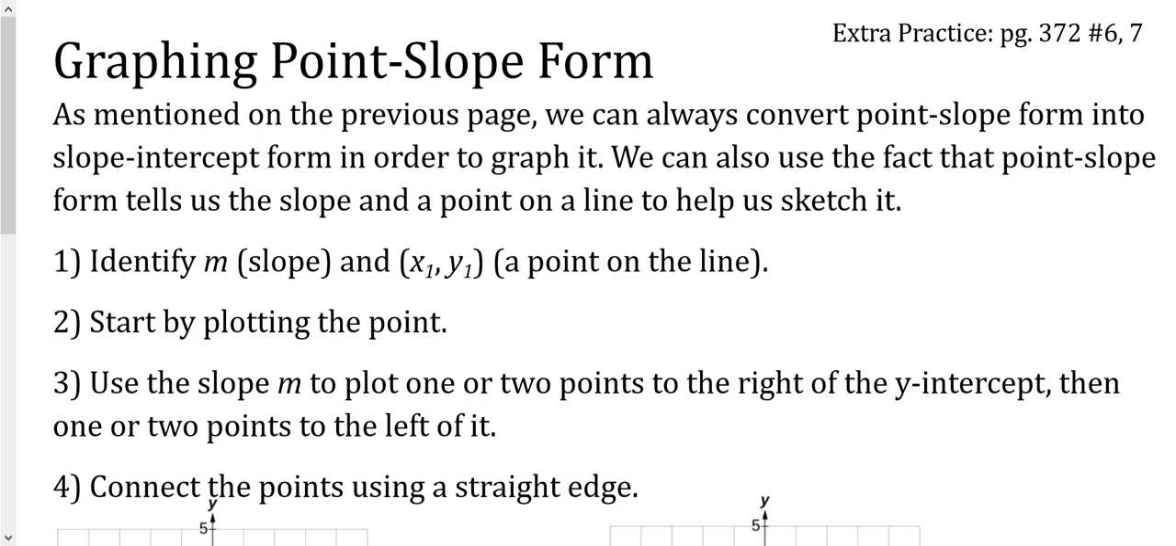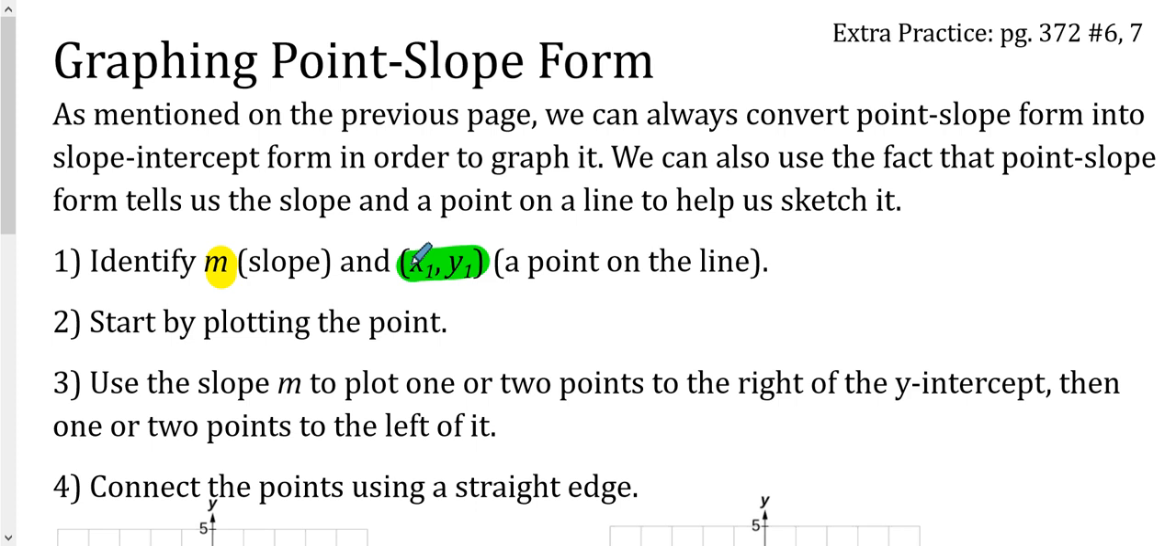The last thing we're going to look at is graphing point slope form. So we've used a graph to find the equation. We can also graph our graph given the equation. So we're going to pull out, again, those pieces of information that point slope form tells us, which is the slope and a point.